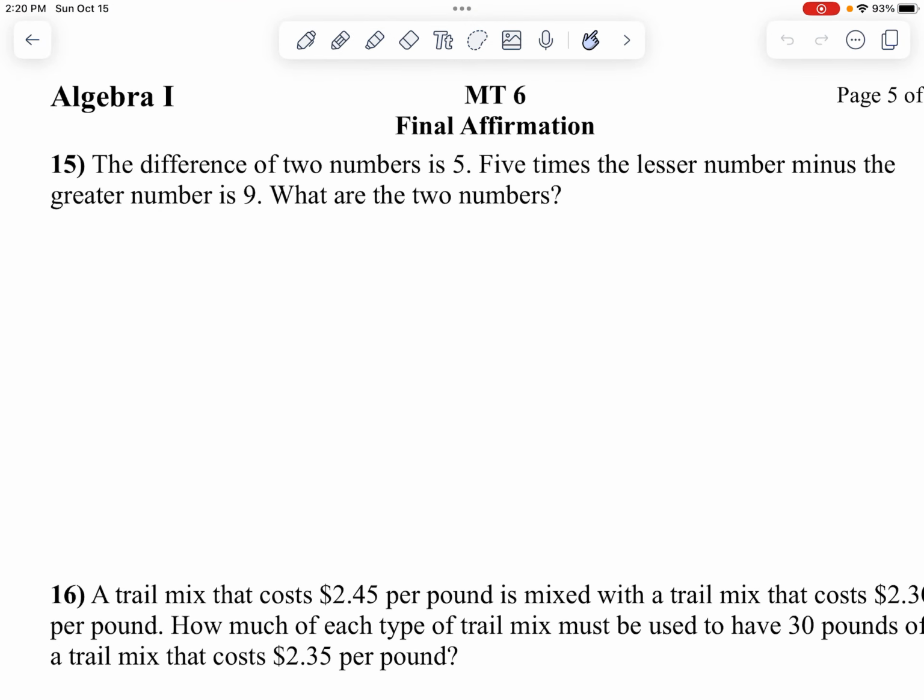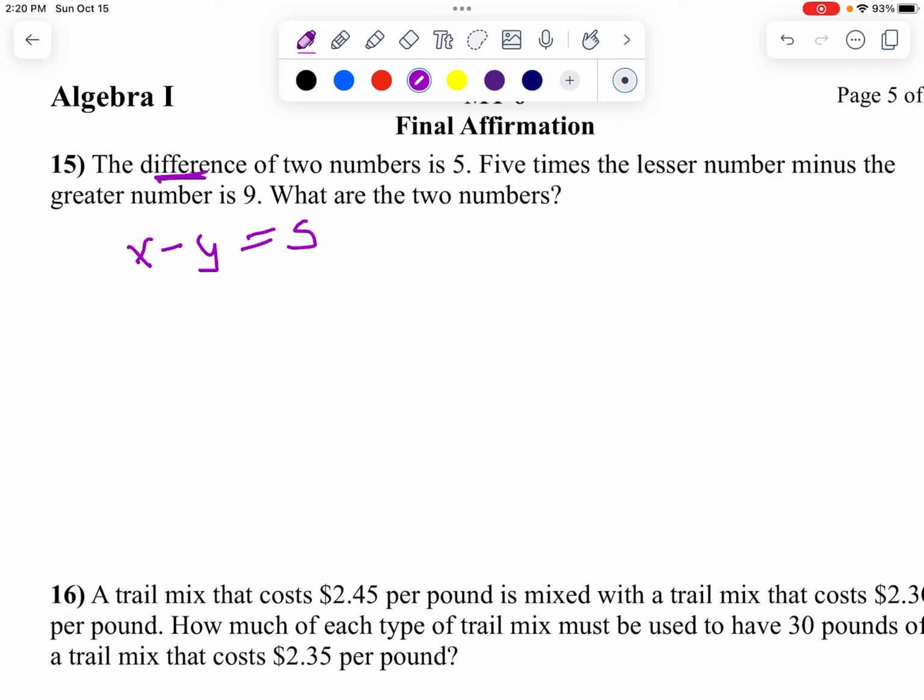On question 15, we have another word, a numerical problem. So let's take a look at this. The difference of two numbers is 5. Difference, answer when you subtract. So we're going to say x minus y equals 5.